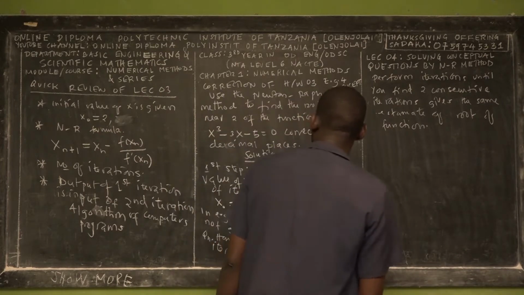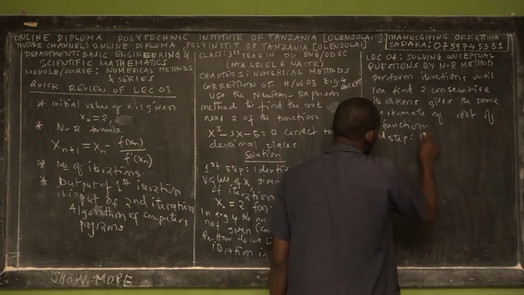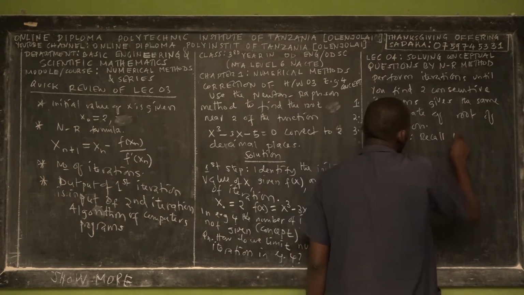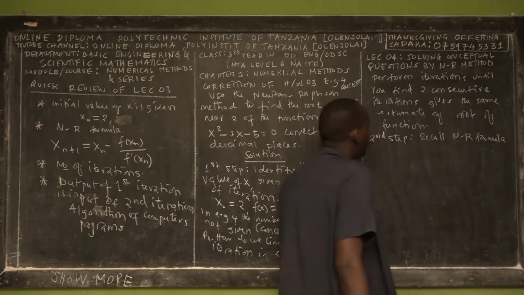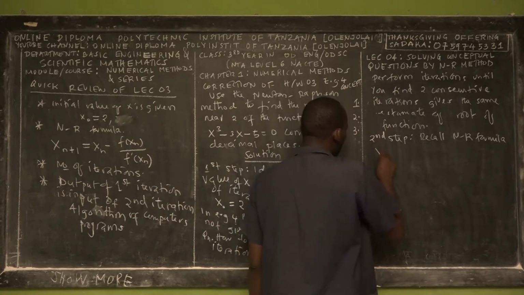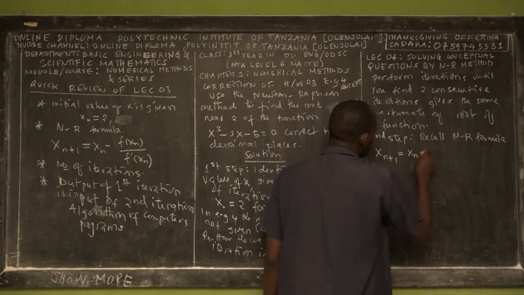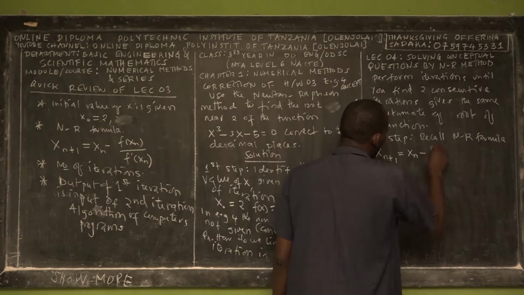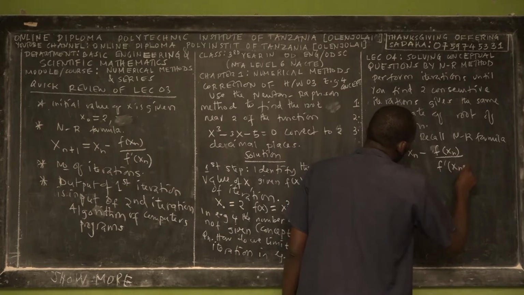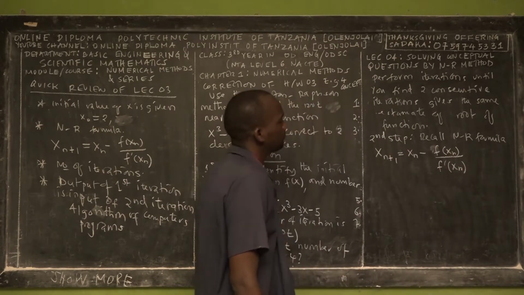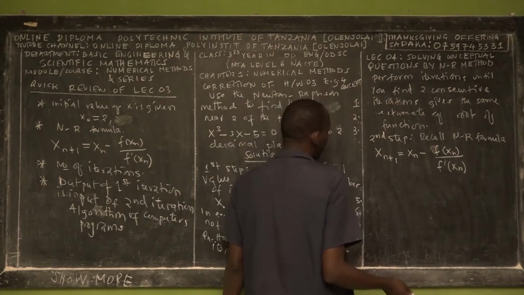So that's the first step. We got the second step now: we have to recall the Newton-Raphson formula. Pause the video and write the Newton-Raphson formula on a piece of paper. The Newton-Raphson formula states that x of n plus 1 is equal to xn minus f of xn as numerator over f dash of xn. That's the Newton-Raphson formula.